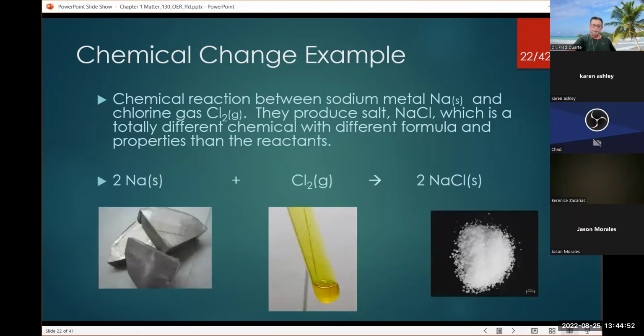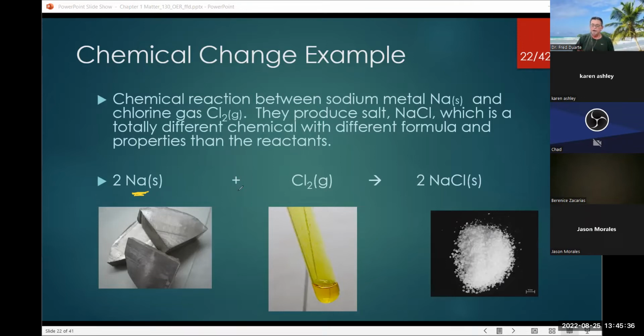Here's an example of a chemical reaction. If we take sodium, and here's an introduction to the symbol for sodium, which is Na. We'll learn more about these symbols in a bit. That is sodium. In its pure state, it's a very reactive metal. It's a soft metal with a metallic shine. Here's a picture of it. It's so reactive that we need to store it under mineral oil. If you put it in water, oh my God, you literally get an explosion. So we have a very hazardous, very reactive metal.